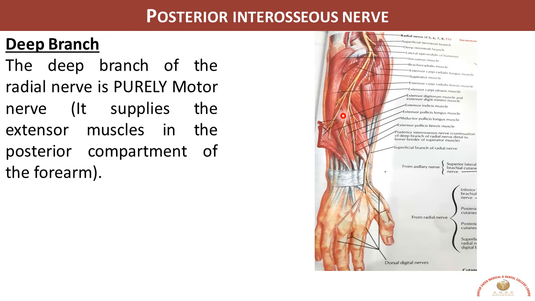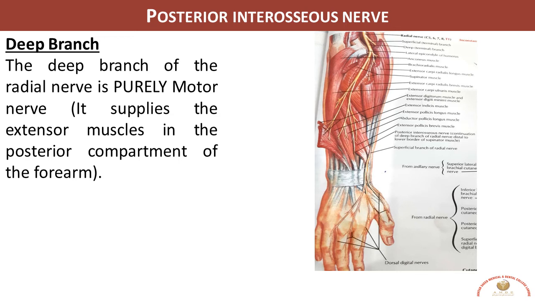It is also termed the posterior interosseous nerve, and it supplies motor innervation to all muscles of the posterior compartment of the forearm. This was the posterior interosseous nerve, or we can say this is the course of the deep terminal branch of the radial nerve in the forearm.